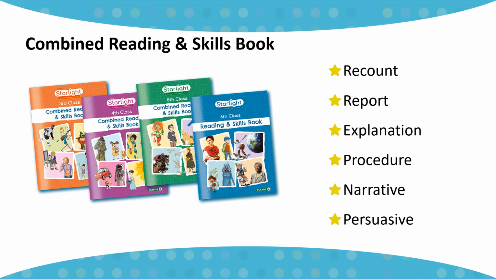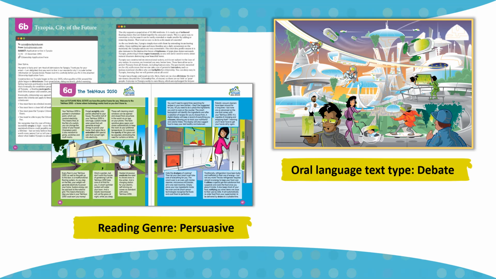Starlight's combined reading and skills books cover all of the genres specified in the curriculum. The reading texts link with the oral language posters by theme and by genre, ensuring a seamless teaching experience. For example, the reading texts that accompany the poster Living in the Future are both persuasive texts, which integrate perfectly with the language of persuasion and debate focused on in the poster.